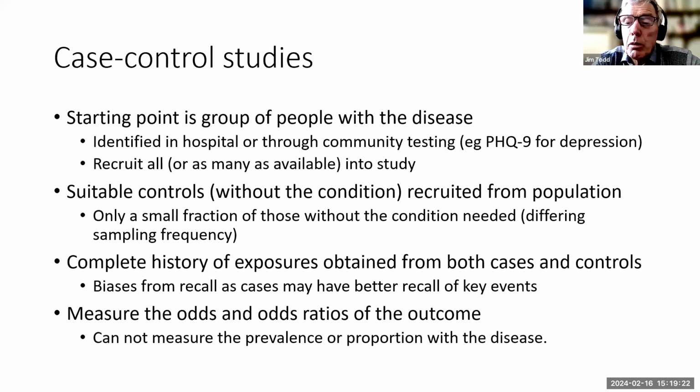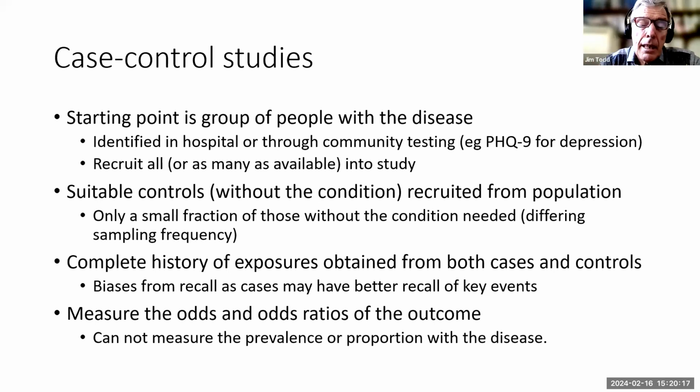But we then identify a suitable number of controls who don't have that condition and who are similar to the ones that we have recruited as cases, and we can recruit them from the population. But it would only be a small fraction of that population that would be recruited into our study, those without the condition, and we would say that the sampling frequency for the controls would differ from the sampling frequency for the cases. And that's the key thing about case control studies: the sampling frequency of the cases would be quite high. We might be getting everybody who is a case into our study, but the sampling frequency for the controls might be quite small. We're only recruiting 1 in 100 of our controls into our study from the population.